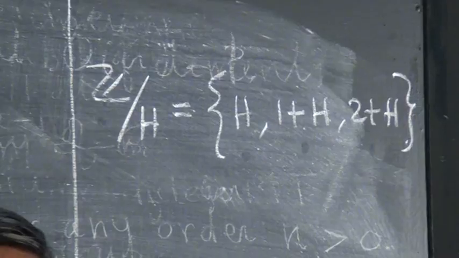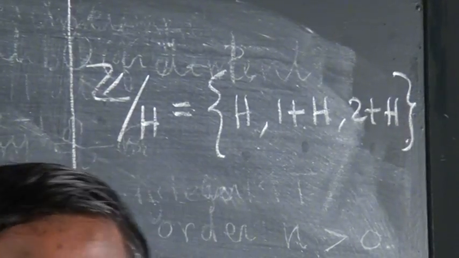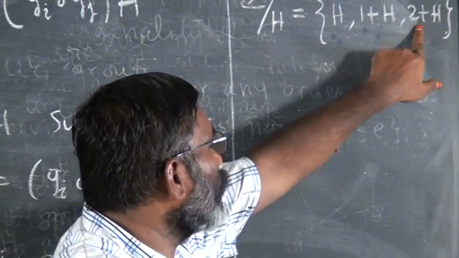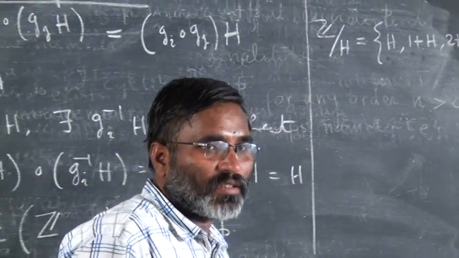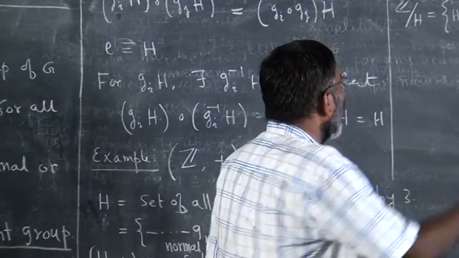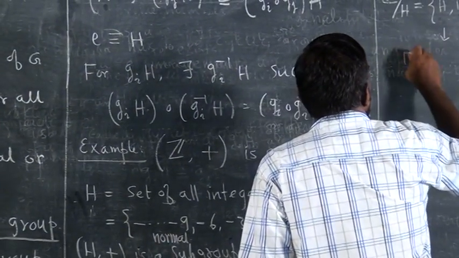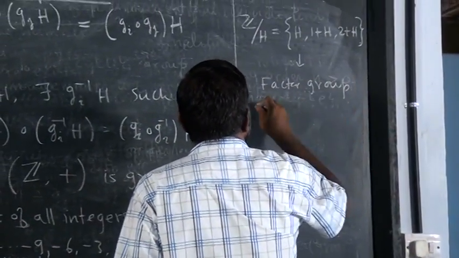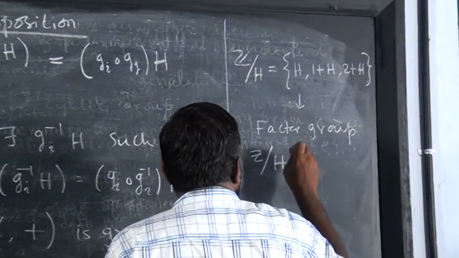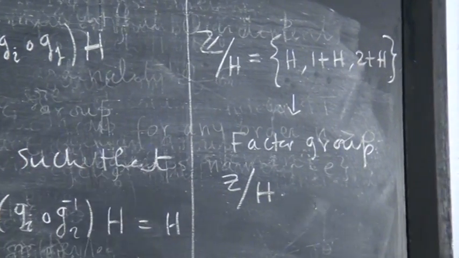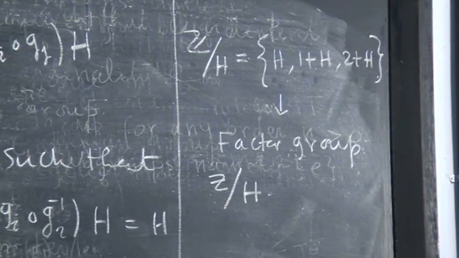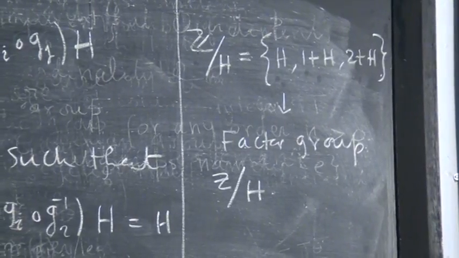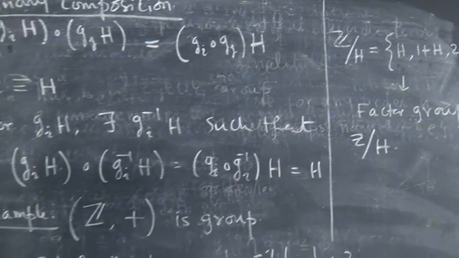Okay. Now this is a 3 element set. It has to be a cyclic group. Any 3 element set is a cyclic group. This is like H, 1 plus H, 2 plus H, and 3 plus H is same as H. So this is called the factor group Z divided by H, where H is given as integers divisible by 3. So it is a 3 element group. It's a set of sets. Each set is an infinite set, but the factor group is finite.